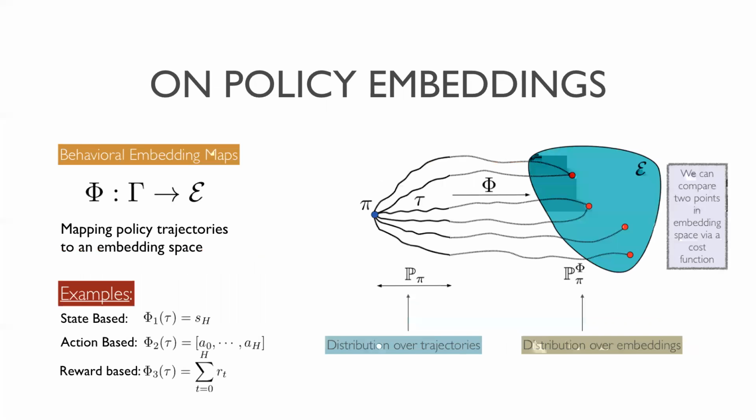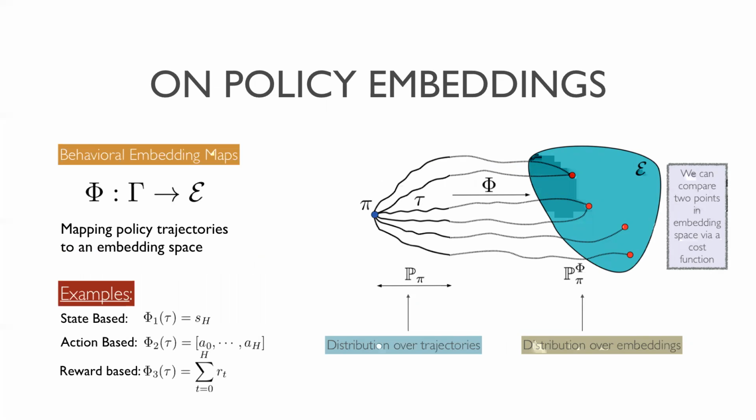Here, in a little bit more detail, is what we mean by on-policy embeddings. We have an embedding map, this curly E, which maps trajectories to an embedding, a summary of a trajectory. In our experiments, we experiment with a few types of embedding spaces or embedding maps.